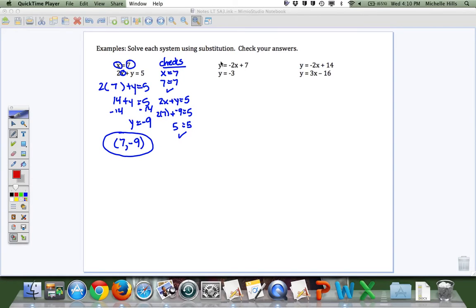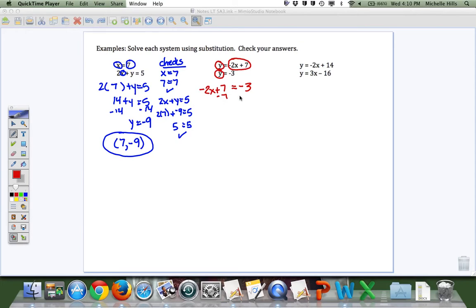The second equation, y, by itself, has a value of negative 2x plus 7. So where I see y in the second equation, I can remove it and substitute negative 2x plus 7 in its place. Now notice again, everything outside of this circle in the second equation, the equals and the negative 3 just gets copied down. But this y is going to be replaced with negative 2x plus 7.